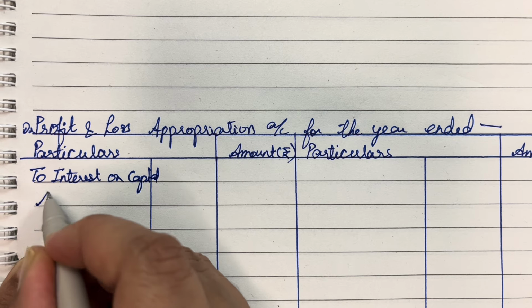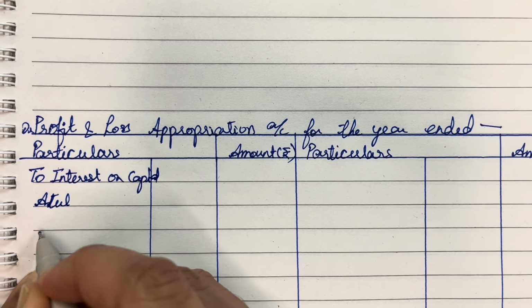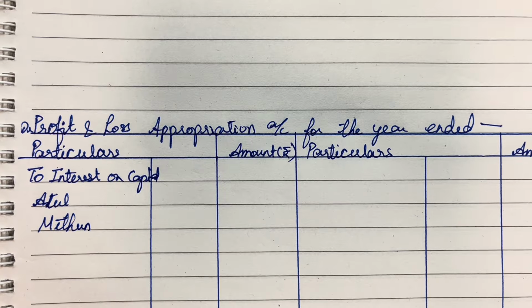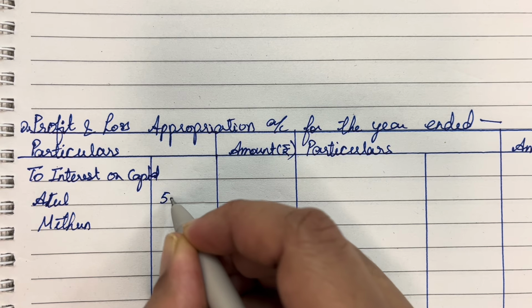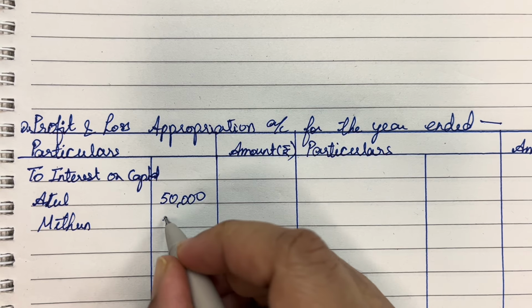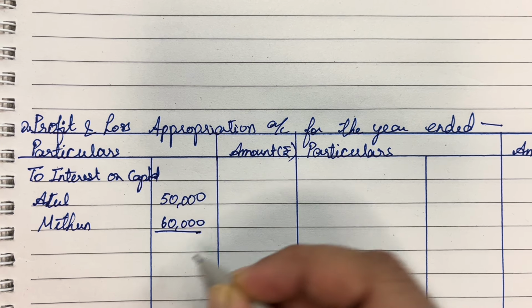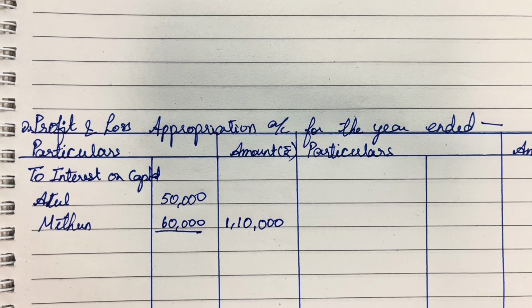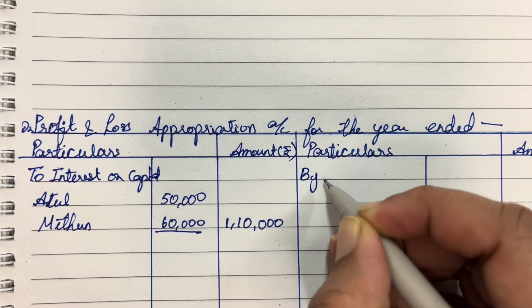The two partners' names, Atul and Mithun. Atul's capital is 5 lakhs, so interest on capital would be 50,000, and Mithun's capital invested was 6 lakhs, so his interest on capital would be 60,000. So we'll bring out the sum of the total amount. After this, our next calculation will be for the net profit.